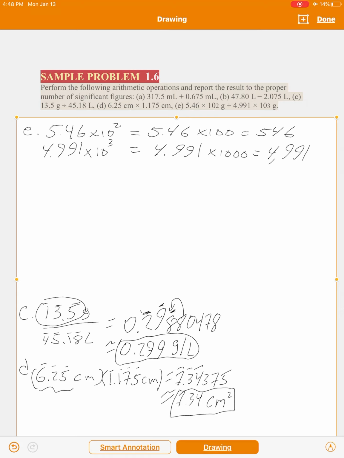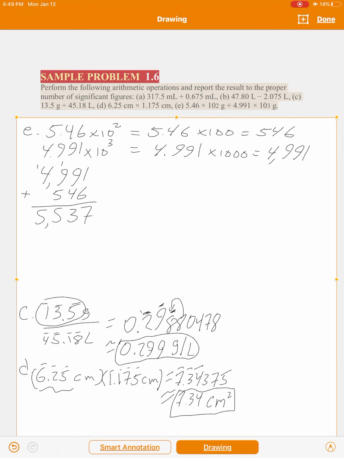So now you can add them because they're decimal numbers. Decimal numbers can be added directly. So I'm going to write the 4,991 first just to make it look a little bit prettier. And then again, we're adding these. So 546. And then 1 plus 6 is 7. 9 plus 4 is 13. 9 plus 1 is 10 plus a 5 is 15. And there we go, 5,537.